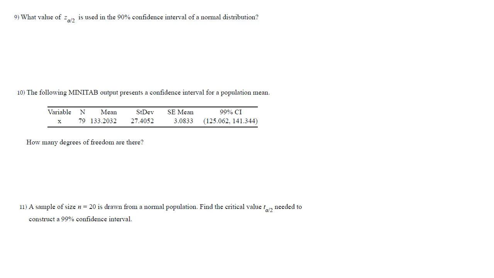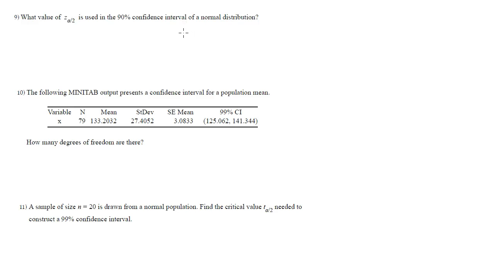Okay, let's do 9, 10, and 11 together because they all deal with this idea of confidence intervals, and they're all pretty straightforward, if I may say so. So number 9, what is the z alpha over 2? What value of z alpha over 2 is used in the 90% confidence interval of a normal distribution?